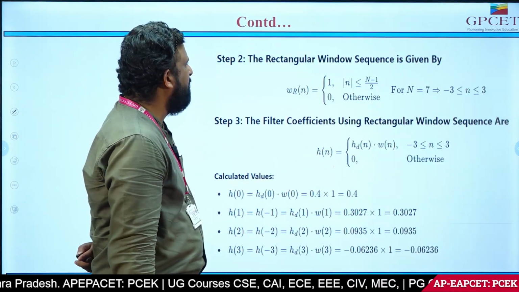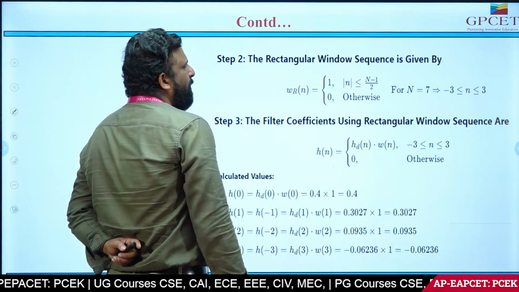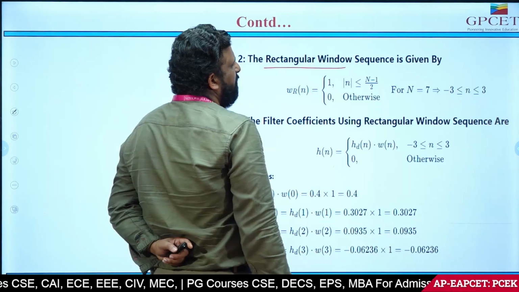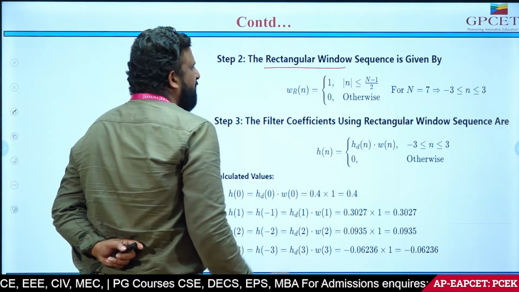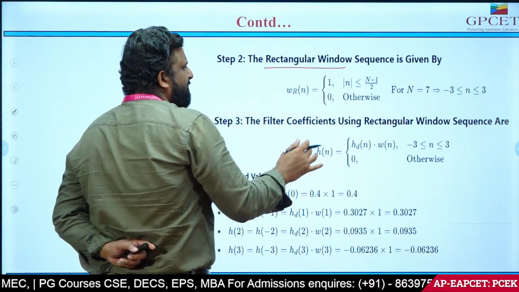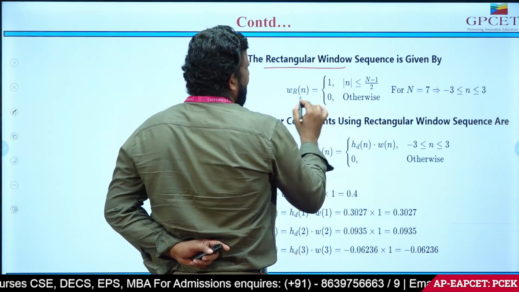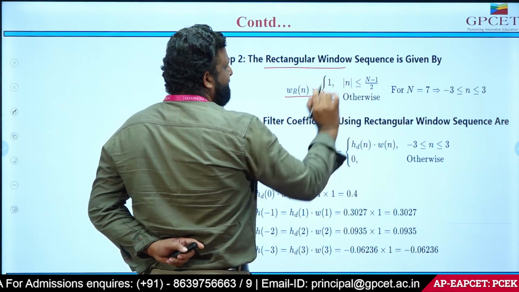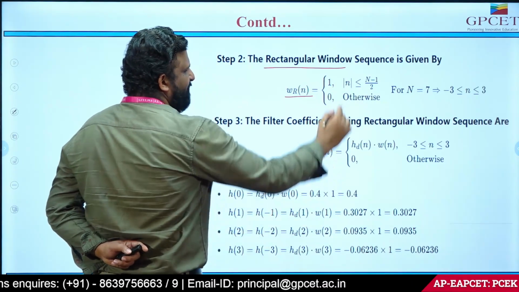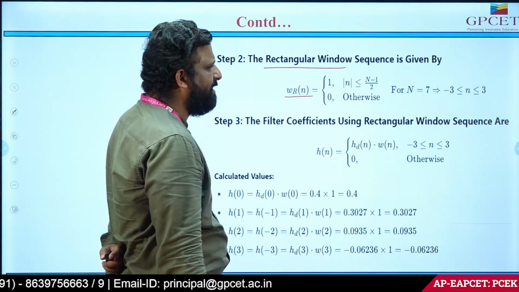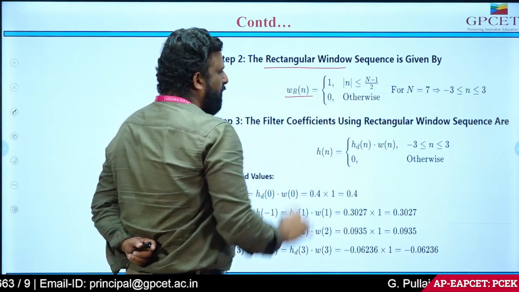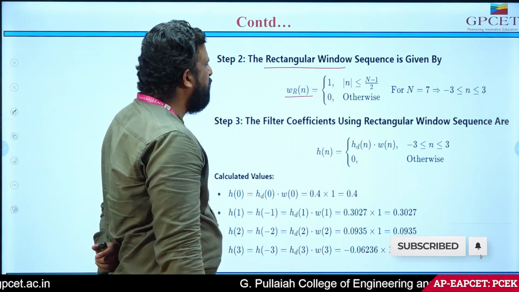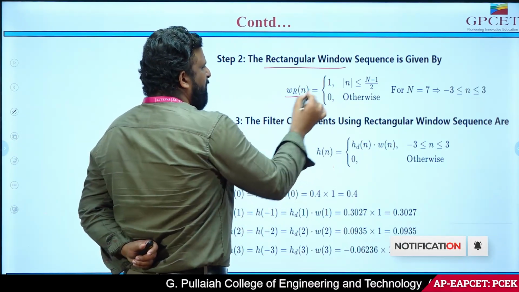Fine. In the next step, we have to design the low pass filter by using the rectangular window. You need to recall the condition. What is the rectangular window condition? WR of n is equal to 1 for mod n less than or equal to N minus 1 by 2, that is, for minus 3 less than or equal to n less than or equal to 3. In that condition, the value will be equal to 1. So there is nothing to calculate, because directly the value is given as 1.